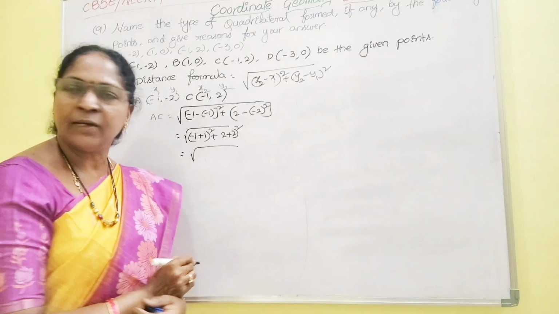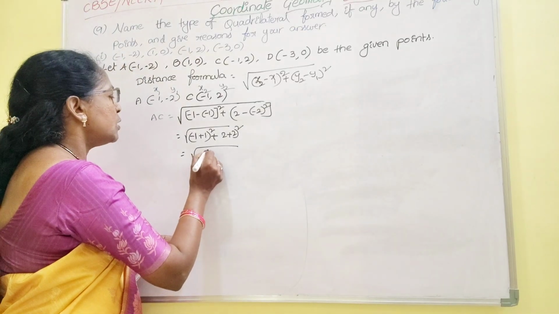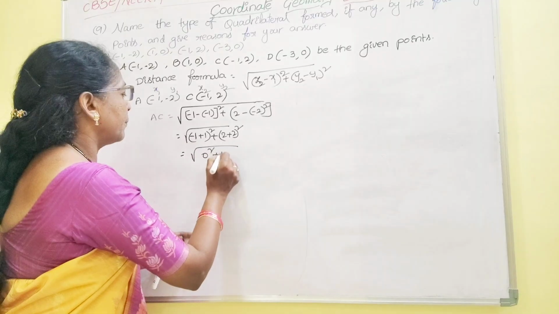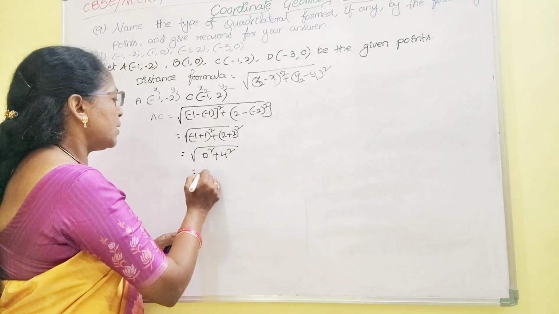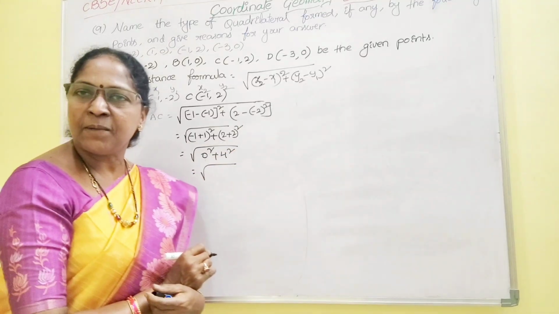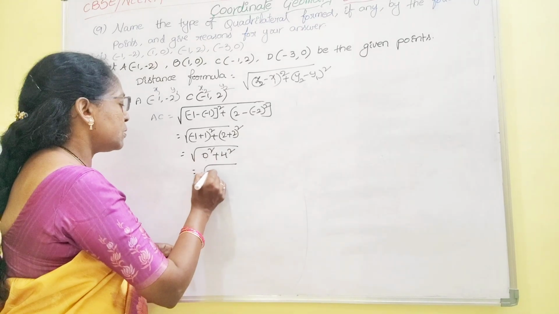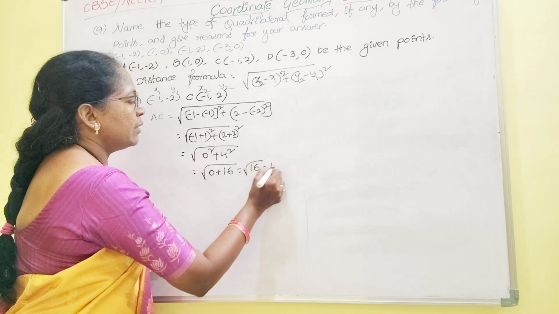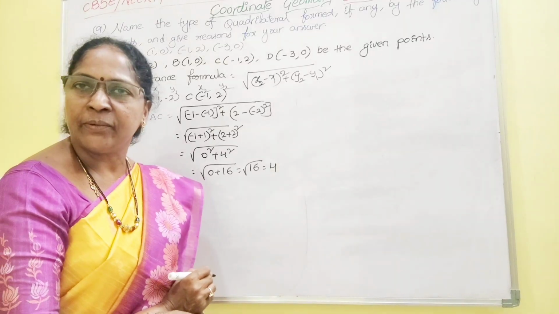That equals square root of minus 1 plus 1 equals 0. So 0 square plus 2 plus 2 equals 4 square. That equals square root of 0 square, which is nothing but 0, and 4 square equals 16. So 0 plus 16 equals 16. The value square root of 16 equals 4.